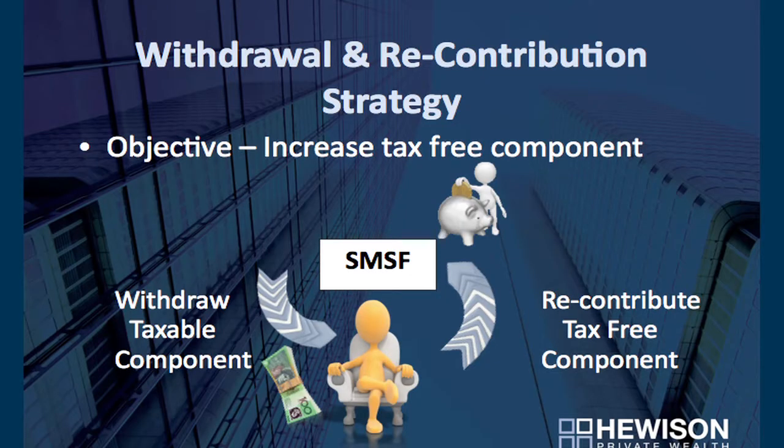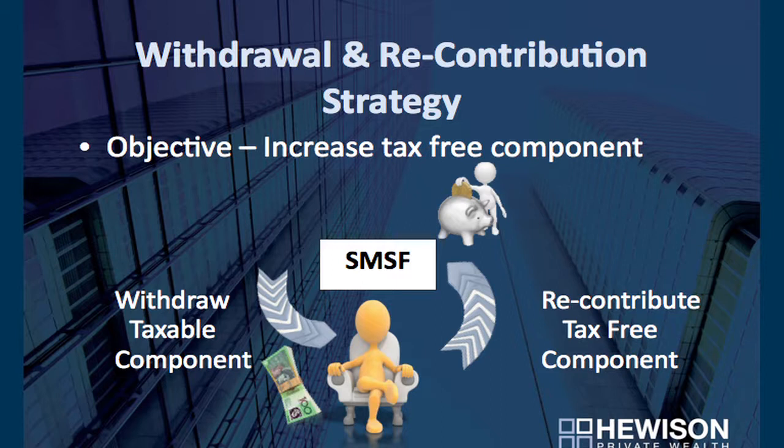Now, the objective of this strategy is to increase that tax-free component and decrease the taxable component. So how do we do this? Quite simply, we want to try and withdraw as much of that taxable component out of the super fund, and then we want to put that same amount back in as a non-concessional contribution, which would then form part of that tax-free component.